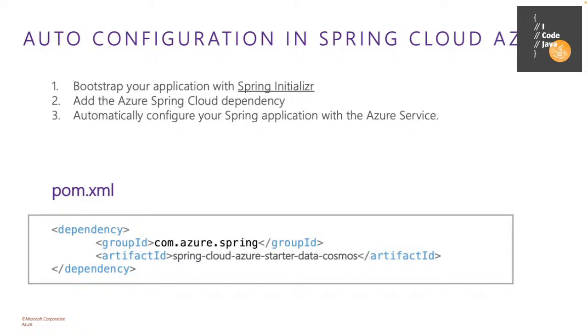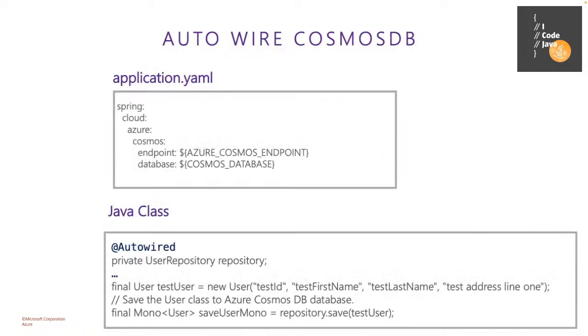But this is a Maven project we're going to create. And then you just add your dependency in there. Next, you just add your endpoint. So when you create your CosmosDB database, you're going to get an endpoint, which you're going to share with no one, and you're not going to put it into GitHub, okay?